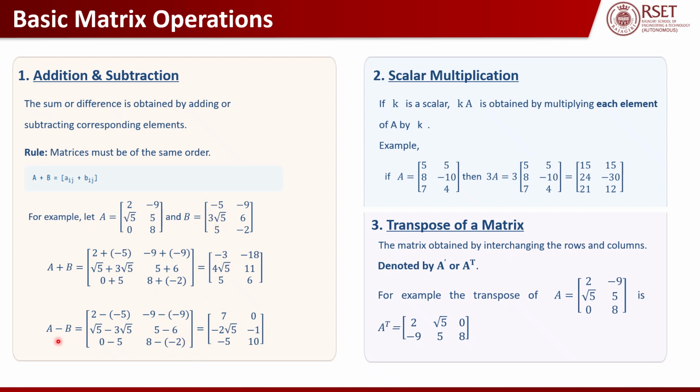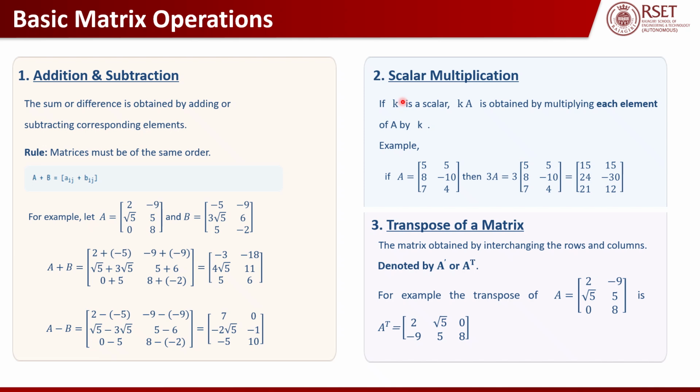Subtraction is done in a similar way. We subtract the corresponding elements. That is 2 minus minus 5, which is 2 plus 5, that is 7. And minus 9 minus minus 9 is minus 9 plus 9, which gives 0. Like that, we continue. So we get the matrix obtained by adding and subtracting two matrices. Hope you understand addition and subtraction of a matrix. It is very easy. We are just adding or subtracting the corresponding elements of two matrices.